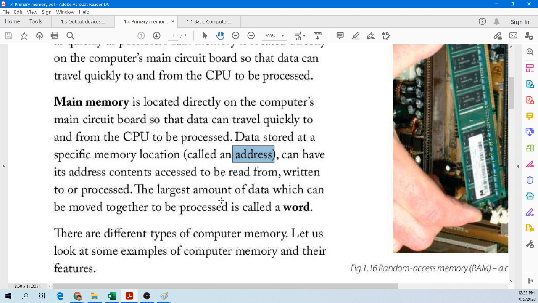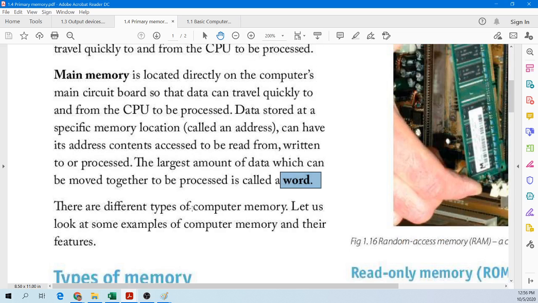Now, another term that you need to remember is the term word. Word refers to the largest amount of data which can be moved together to be processed. So basically, moved together at the same time. How much data can be sent at the same time to be processed? We're going to be looking at how this data is measured later on. But just know that it's the largest amount of data that we can send to be processed.